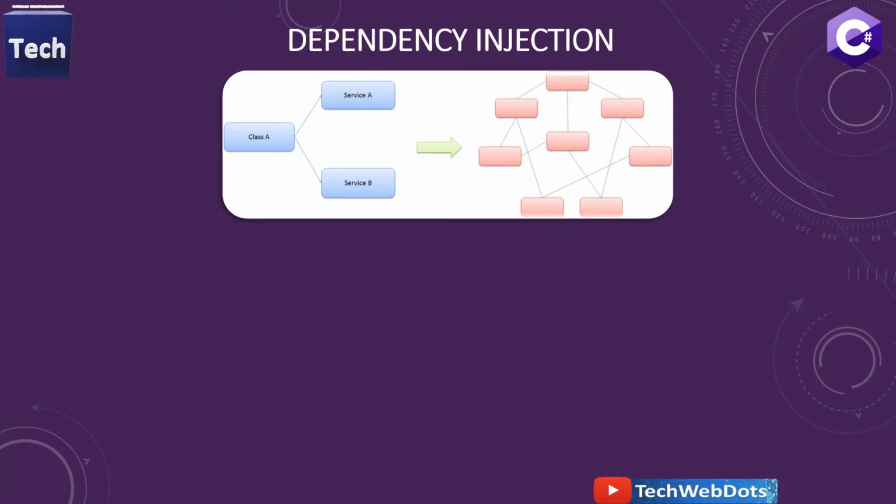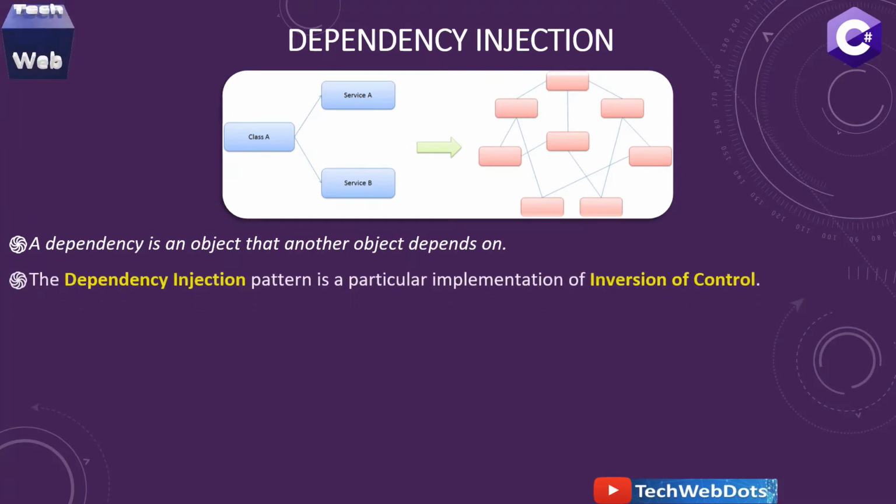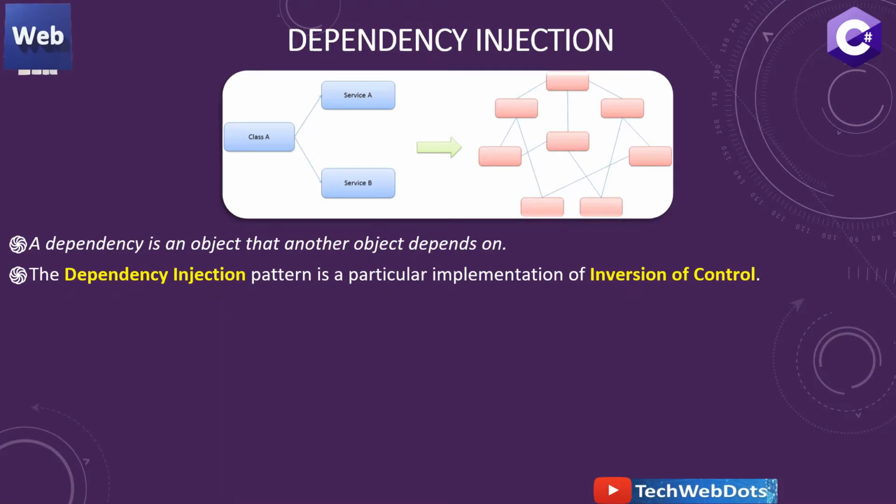As you can see on the screen, one class is calling two services, service A and service B, and after some time every object is calling each other, and it's very tedious to maintain the complexity, and we want to make the application simpler. So a dependency is an object that another object depends on, right? If one object depends upon another object, that is called a dependency in simple terms. So the dependency injection pattern is a particular implementation of inversion of control.